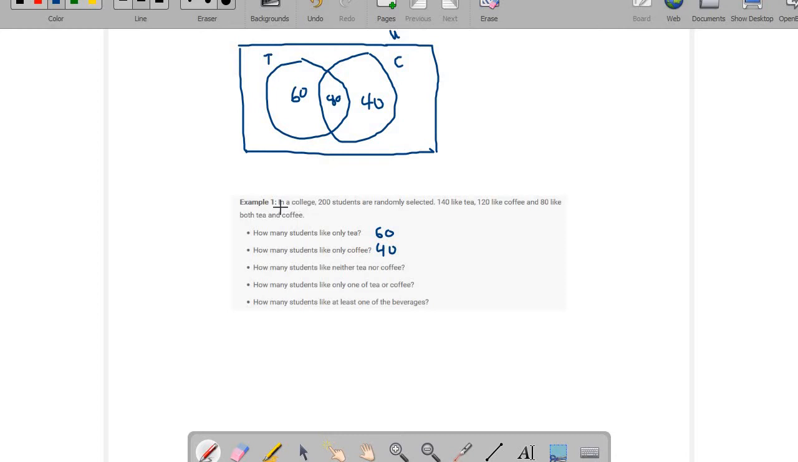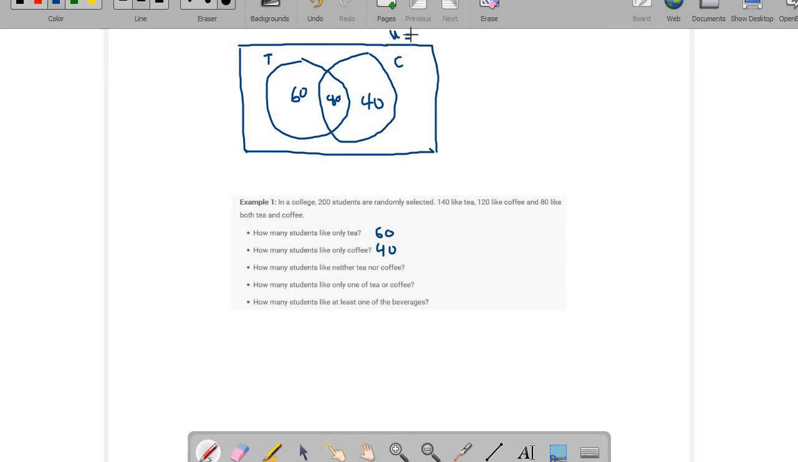Another thing to look for in your question, it did not say anywhere that all of the 200 students that were randomly selected either like tea or coffee or both. Meaning that the persons within these two sets are not the entire universal set. These three numbers wouldn't add up to 200. Remember, the universal set is the general situation. So the universal set would be 200.